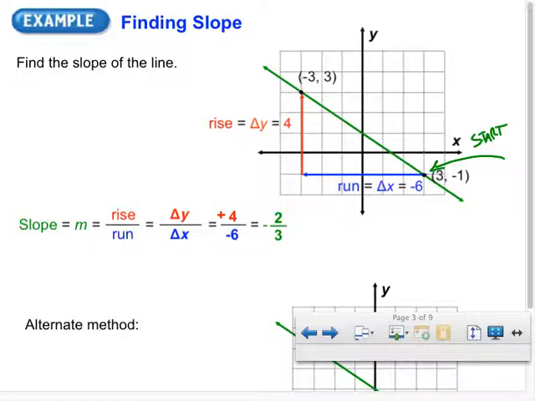Now, they're different signs. The numerator is positive, the denominator is negative, right? So when you have different signs, the resulting sign is what? Negative. So we have a negative, and then 4/6 simplifies to 2/3. Okay, so that's my first example. That's one way to find the slope. Let me show you the other way. So here we started at (3, -1), and our slope we calculated was -2/3.